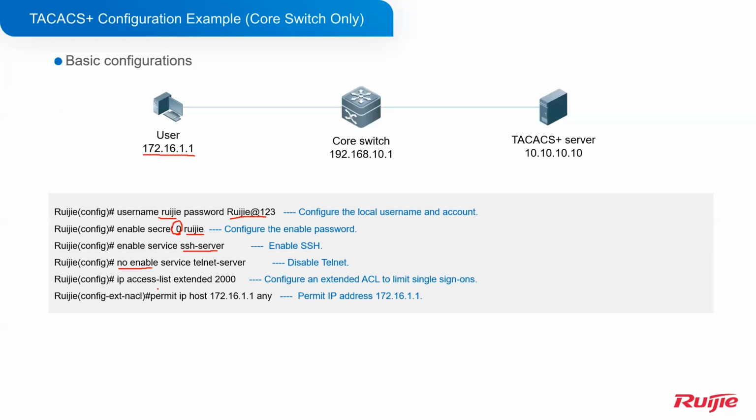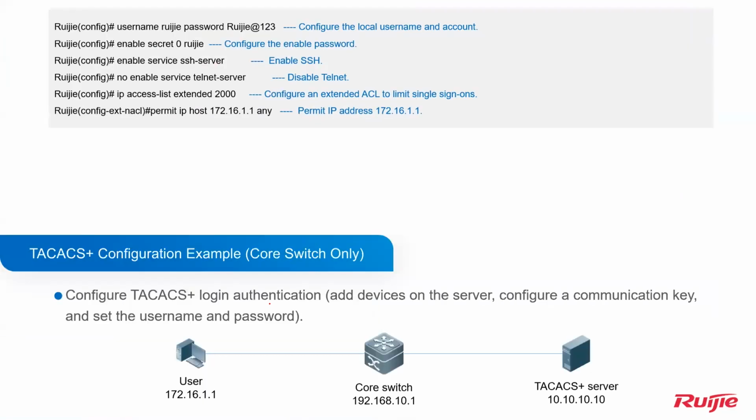And another requirement is that only the IP address 172.16.101 can access the core switch. So here we use an ACL to do that. ip access-list extended 2000. This is an extended ACL. permit ip host 172.16.101, this is the source, and any means the destination could be any. Okay, and next, let's see.